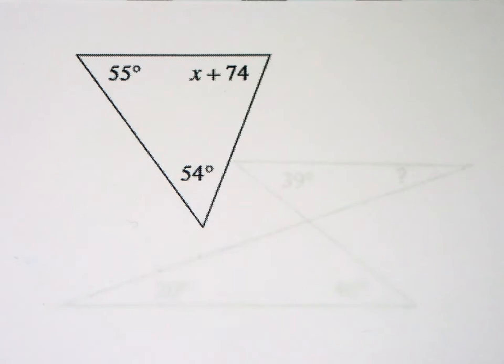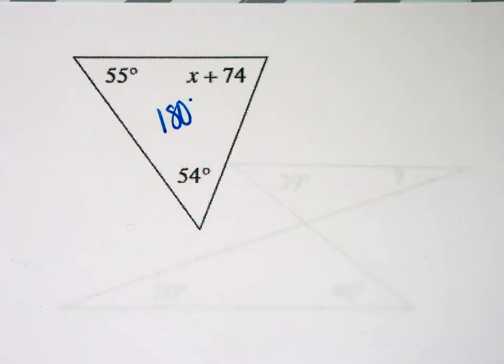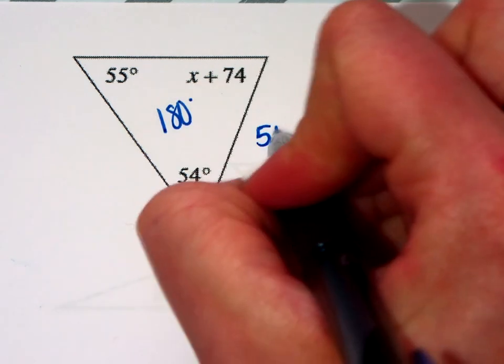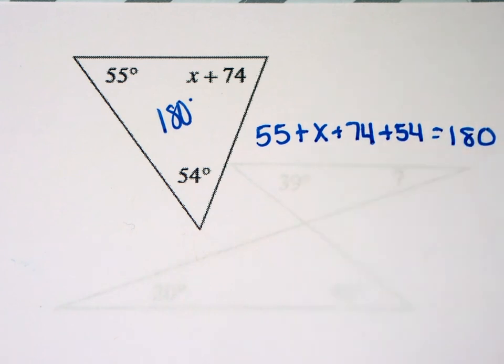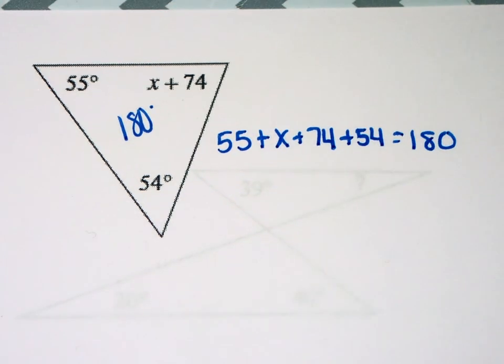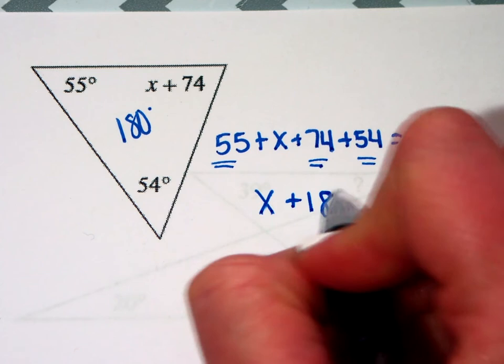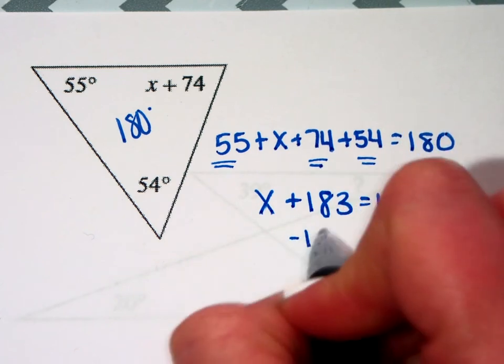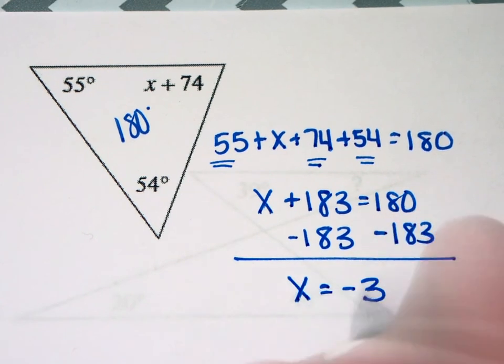This one has a few more variables, but again, I see a triangle. My brain is seeing angles. I see the degree symbol. So my mind should immediately go to, okay, all these angles have to add up to 180. So now I'm just going to combine them. I've got 55 plus x plus 74 plus 54 equals 180. You're going to combine all of those values together. So 55 plus 74 plus 54 is 183, equals 180. Going to move 183 to the other side, and 180 minus 183 is negative 3.